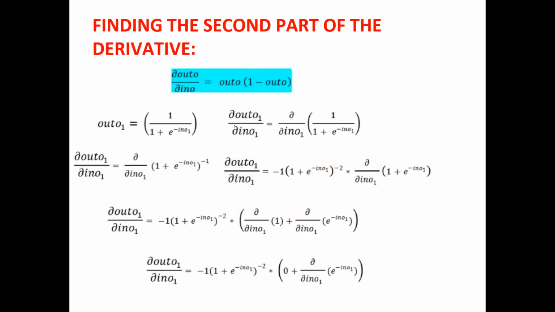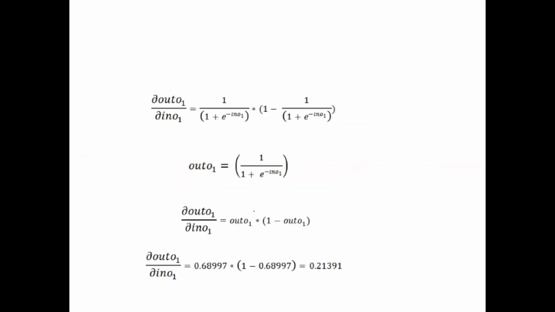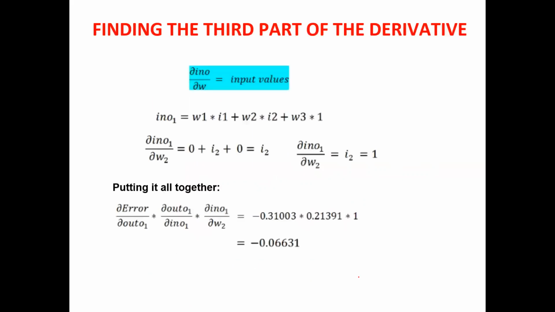Next, the second term is ∂out/∂in. We know that our output equals 1 by 1 plus e power minus input. So we do the normal differentiation. After differentiation, we get the term output into (1 minus output). If you substitute that value, we get the numerical value like this. And the third term is ∂input/∂weight. Actually, we are going to adjust a particular weight value, and based on that only this differentiation will happen.